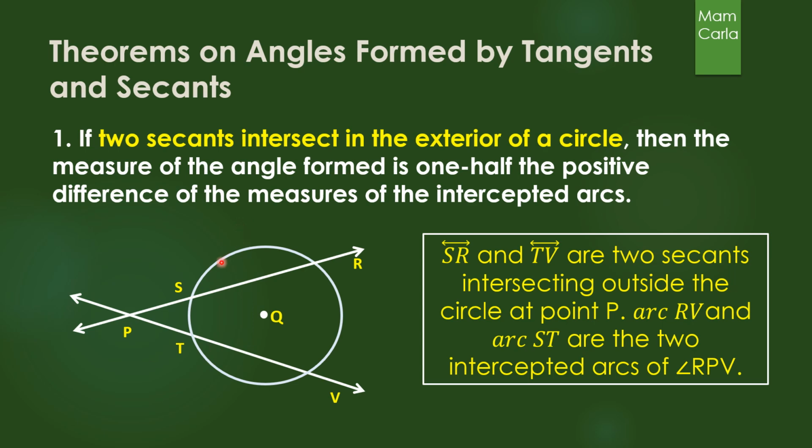Our theorem states that for us to be able to get the measure of angle RPV, we will just get 1/2 of the positive difference of the measures of RV and ST.